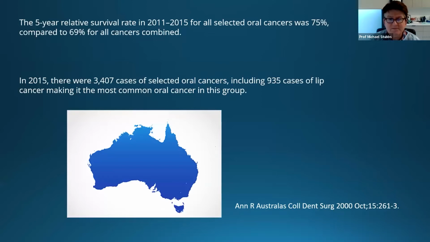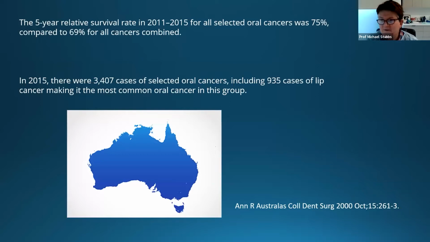And this is some of the more recent data that I could find. I'm not saying it's the only data available, but in Australia, for example, in 2015, there were 3,407 oral cancers diagnosed, but 935 of them were on the lip. And it's interesting too, because lip cancer is included when we talk about oral cancer. And without stating the obvious, it should be, because the lips are part of the oral cavity in effect.